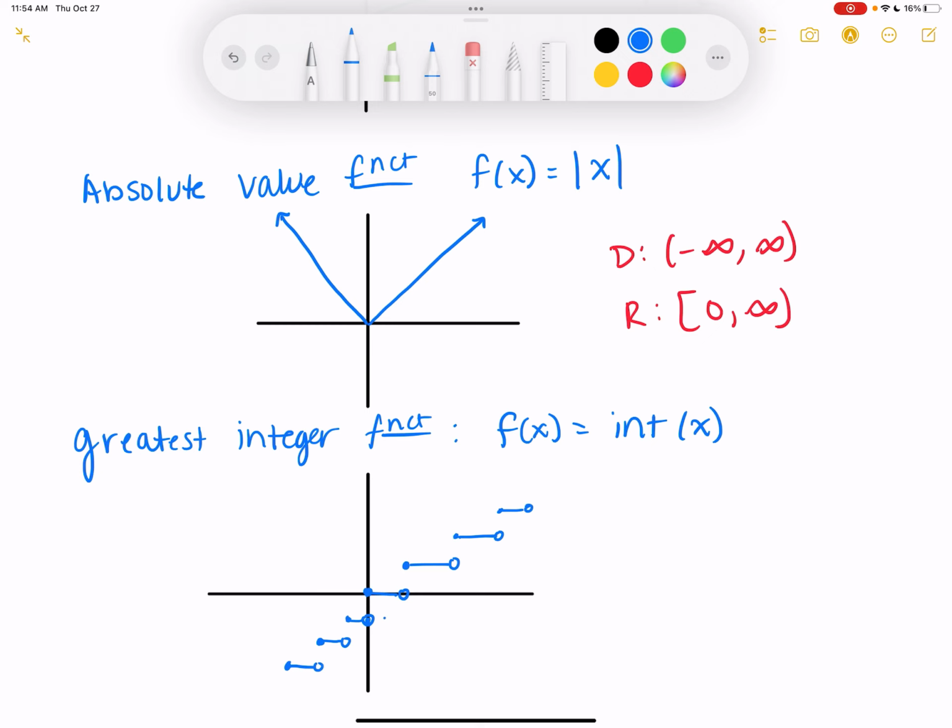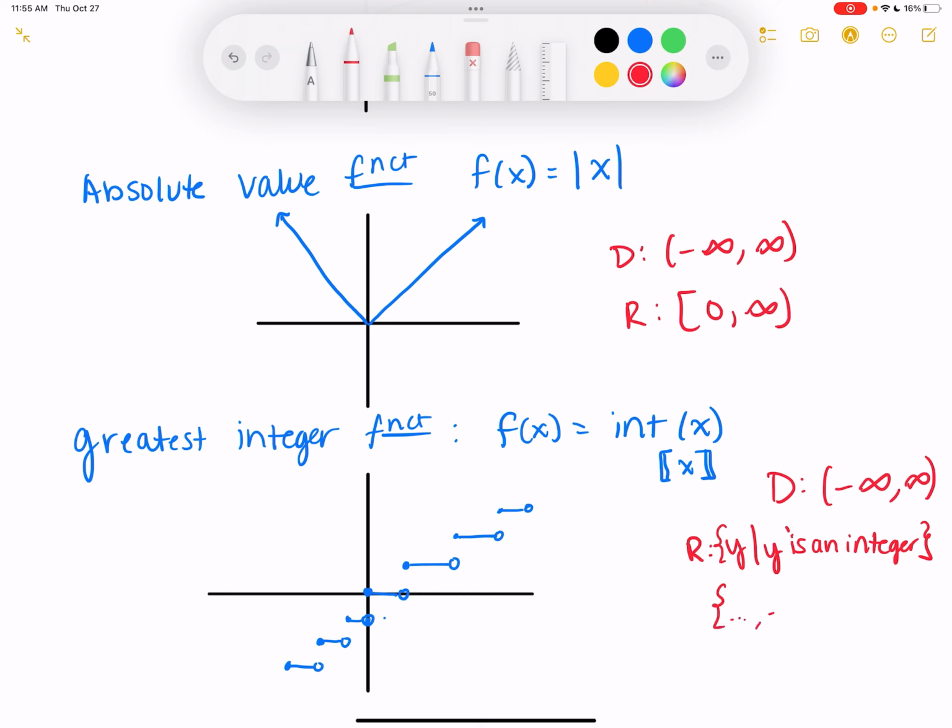Now, in case you wanted to know, the book writes this like this. So if you see that, that's what it means. And then the domain is negative infinity to infinity. The range is y such that y is an integer. So like -3, -2, -1, 0, 1, 2, and so on.